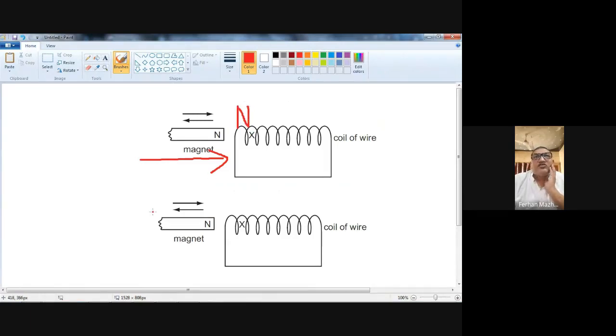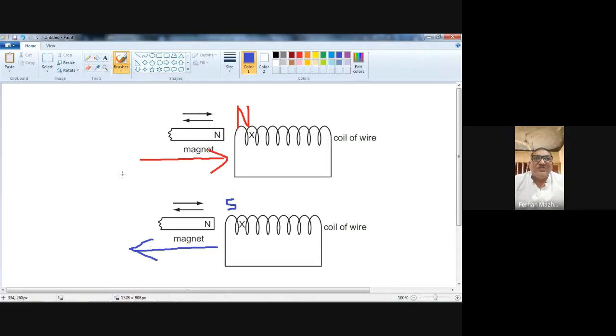Okay. So now the other case is when this north is going away. The EMF will be induced here, and according to Lenz's law, the EMF produced will have a direction such that it will try to oppose the cause which is producing it. So when this north is going away, to stop this, we will have a south here. So when the north is coming in, on the X we will have a north to stop it. And when this north is going away, on the X we will automatically have a south to stop it.